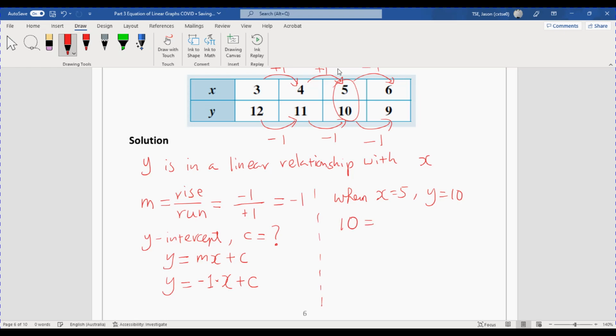Then I put 10 there, and minus 5 plus c. So I put minus 5 to the left hand side. C would be 15. If you use the other pair, you will still get C equals 15. They must be the same. If there's something wrong, then check your computation. The rule is y equals minus x plus 15. That would be the answer.